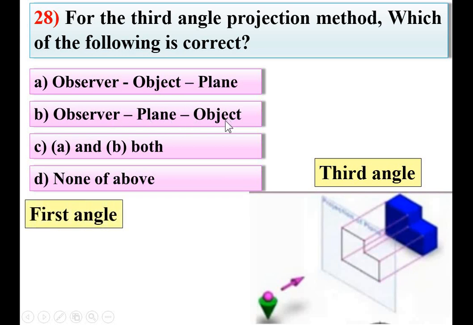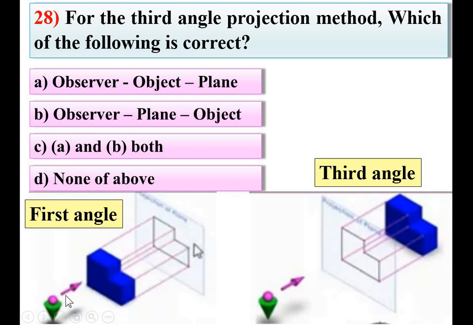I will show you in case of first angle projection method also. These two are actually replaced. That means the sequence in case of first angle projection method is observer, object and plane. So over here this is the third angle projection method, and that's why it should be observer, plane and object. So B is the right answer.